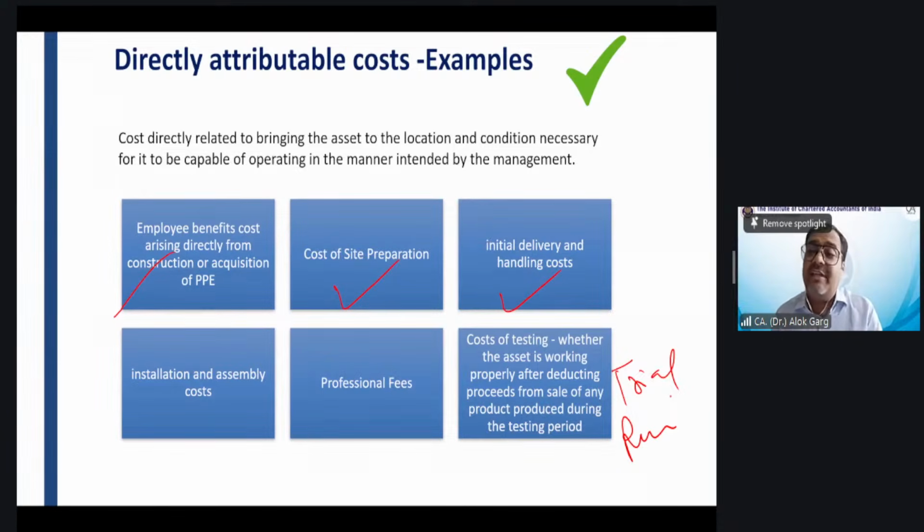Okay, and if there is any revenue, if there is any income, for example, you produce some goods from the trial run production, you sold these goods at 80% discount, so 20% money you receive. So for example, trial run expenses were, let's say, 2 crore rupees. So 2 crore has to be added to the cost of the asset, but you also get 20 lakh rupees from the sale of the goods produced in the trial run phase. So that 20 lakh rupees will be deducted from the cost of the asset. Okay. So trial run expenses, trial run income, net amount has to be added to the cost of the asset.